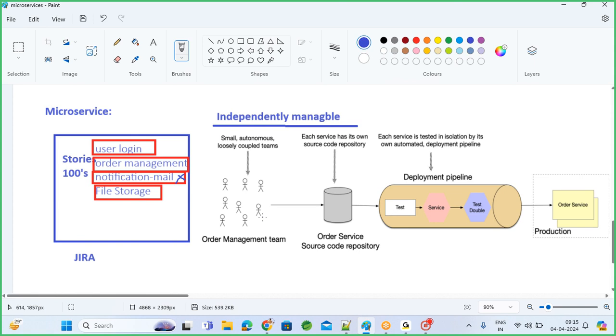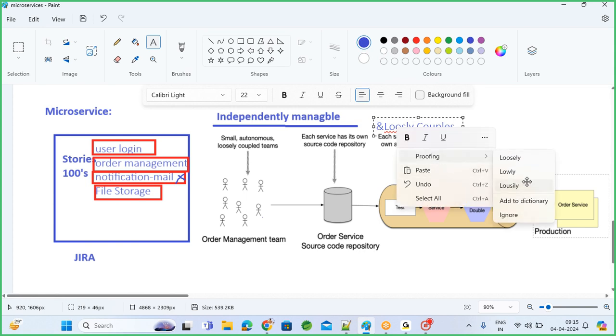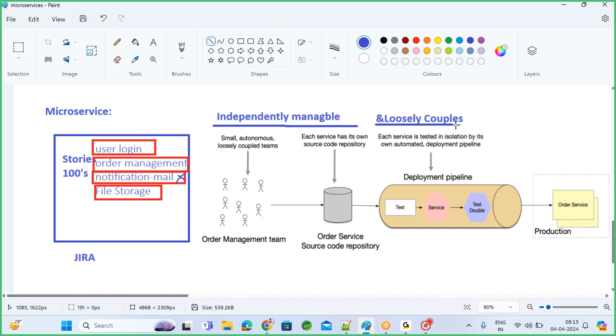At the end of the day, what I want to conclude here is that your application should be loosely coupled and independently deployable. You should not put a strict communication style.